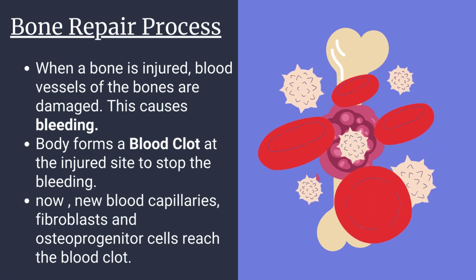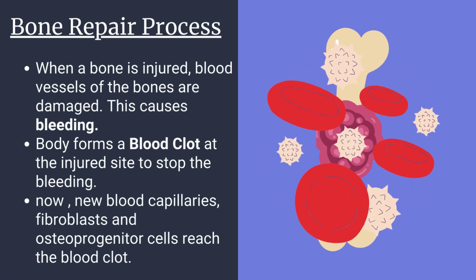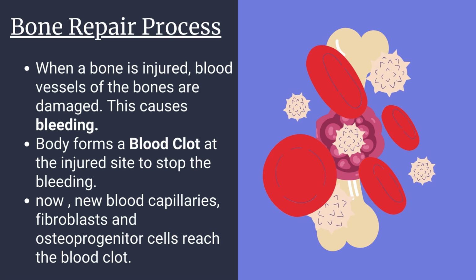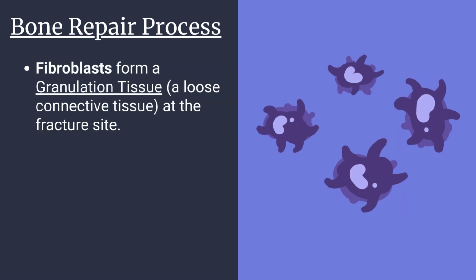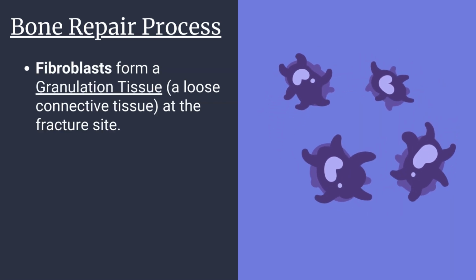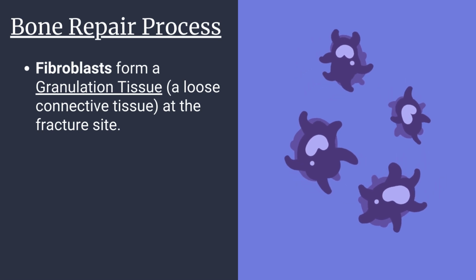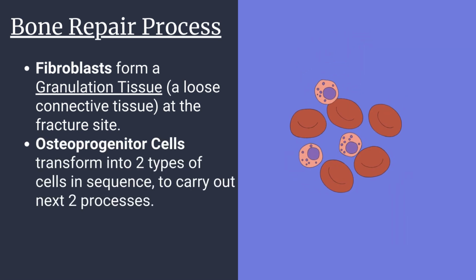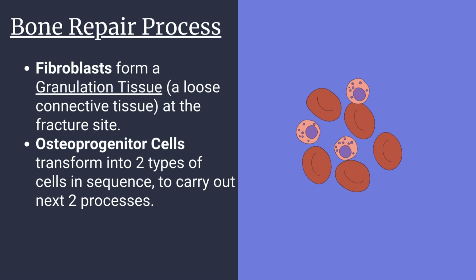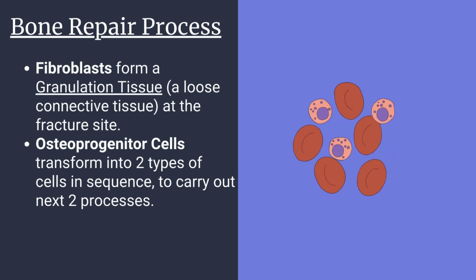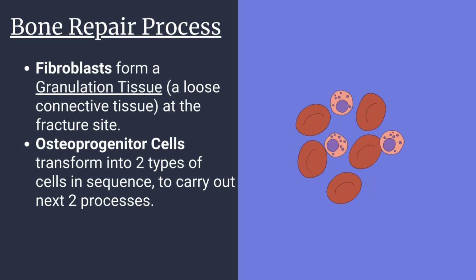Now, new blood capillaries, fibroblasts and osteoprogenitor cells reach the blood clot. Fibroblasts form a granulation tissue, a loose connective tissue, at the fracture site. Osteoprogenitor cells transform into two types of cells, in sequence, to carry out next two processes.